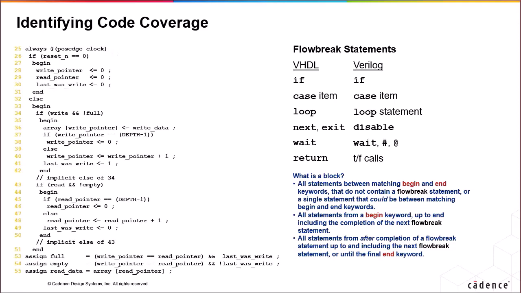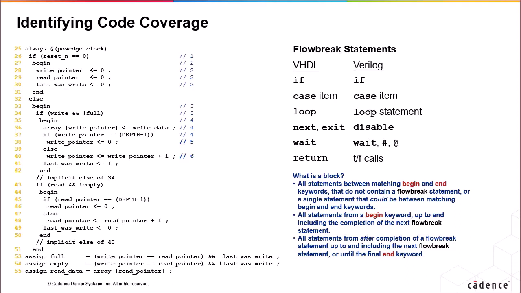For this example, block 1 at line 26 is a block that could have been between begin and end keywords. Block 2 at line 27 is a block that is between begin and end keywords. Blocks 3 and 4 at lines 33 and 35 start with the begin keyword and end with a flowbreak statement, here an if statement. Blocks 5 and 6 at lines 38 and 40 are the true and false branches of the line 37 if statement.